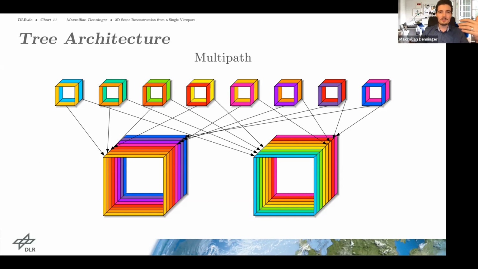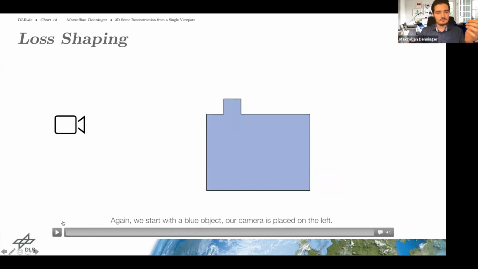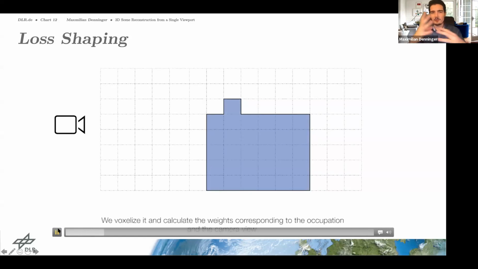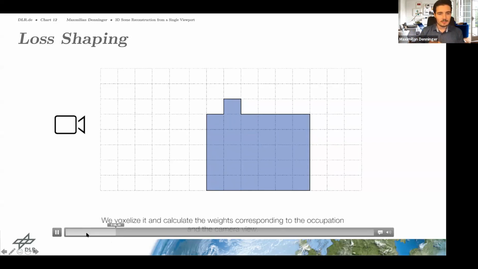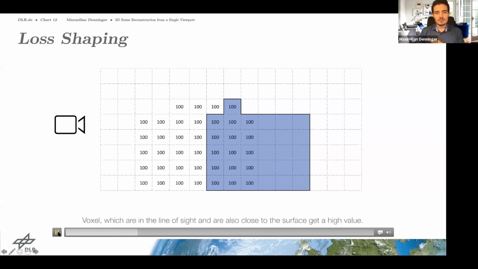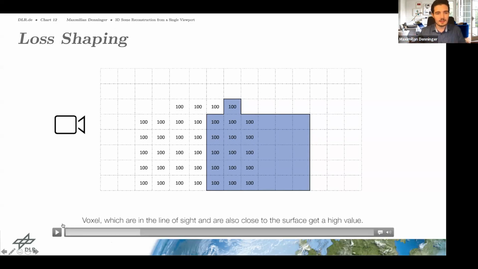For that, we need something we named loss shaping, where we try to focus the attention of the network on the boundaries of the object. So here we start again with some blue object, and our camera is placed on the left, because now it's really important where the camera is and what we see. We increase the weight around the boundary. So if it's close to the boundary, we multiply the loss by a weight of 100 here. For free space, we do that too. We use a weight of 2.